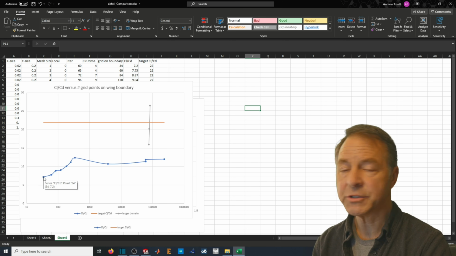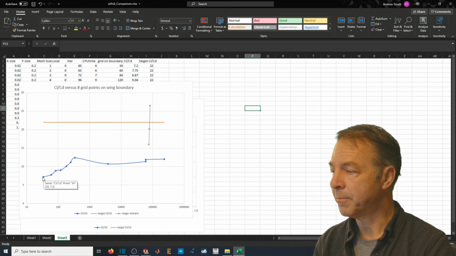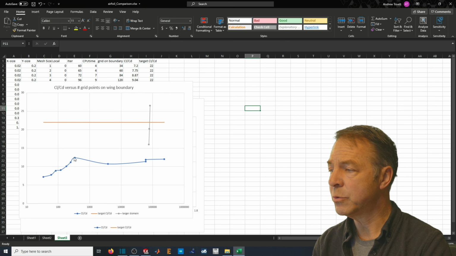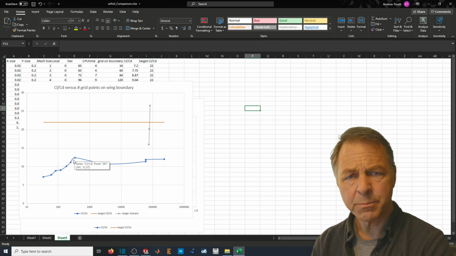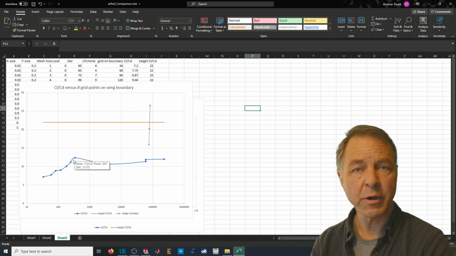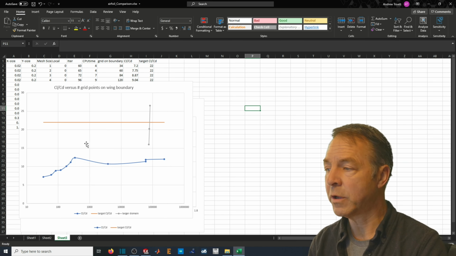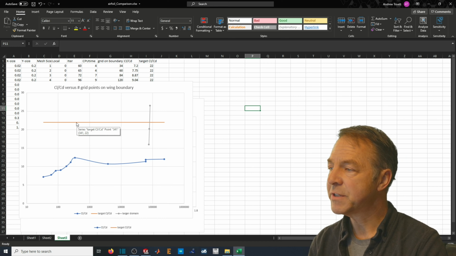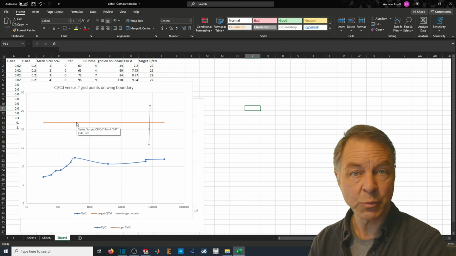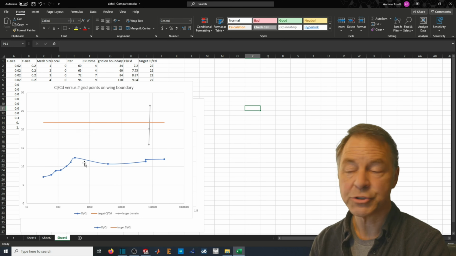I went from initially a number like 7.2 to 12.4. That's a pretty big change in a derived number that we're using as an evaluation of quality. And especially since 22 is the orange line, which is where we want to reach.